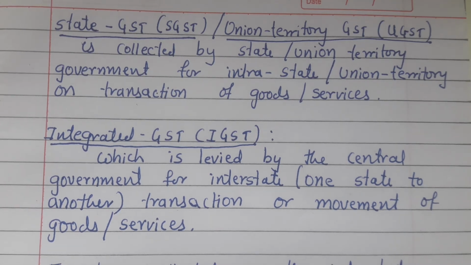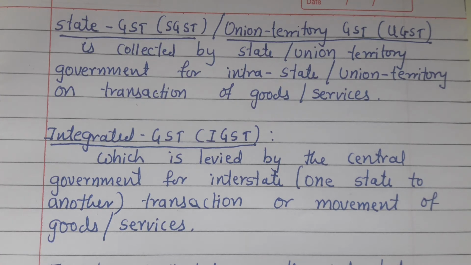Integrated GST, that is IGST, is levied by the central government for interstate, one state to another, transactions or movement of goods and services. So there are three types of GST: CGST, central government; SGST or UGST, state government for intrastate; IGST for interstate.